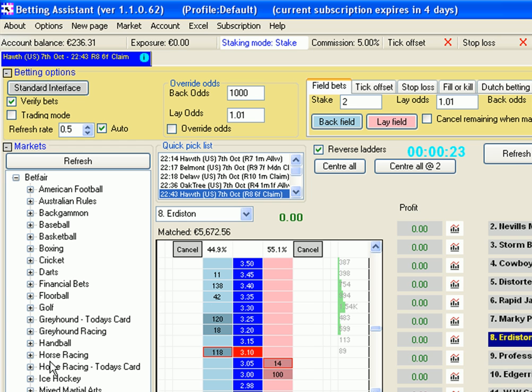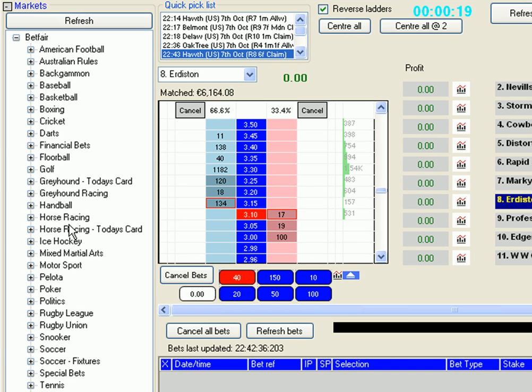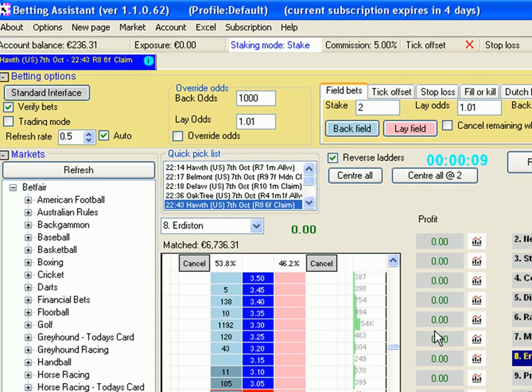Just so you can see here on the left hand side, these are the different markets that you can bet on in Betfair. So you can bet from American football, greyhound racing, horse racing, rugby union, snooker, soccer. They have special bets if you want to bet on elections or John O'Donoghue being kicked out of office and all that kind of stuff. They have those kind of bets. But we're pretty much interested in American horse races.